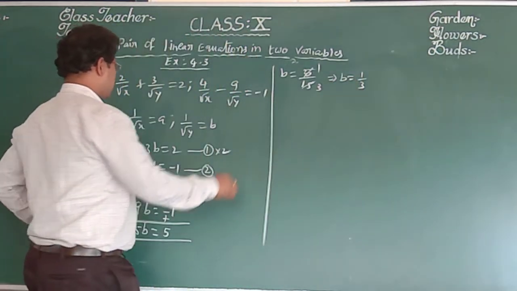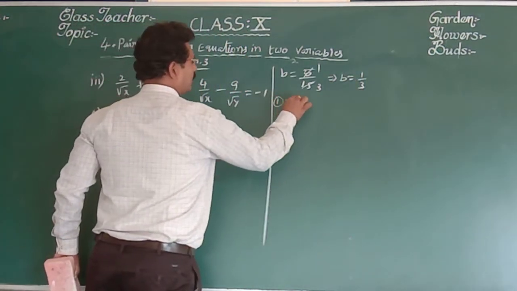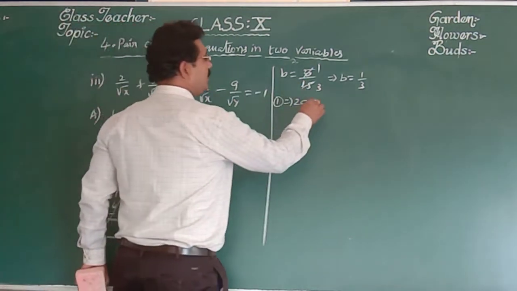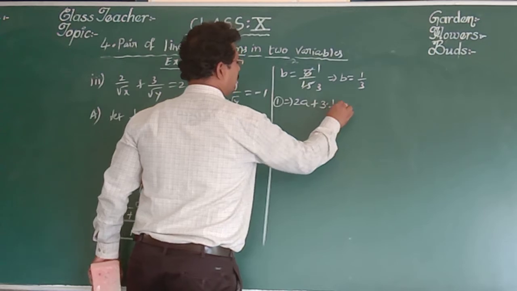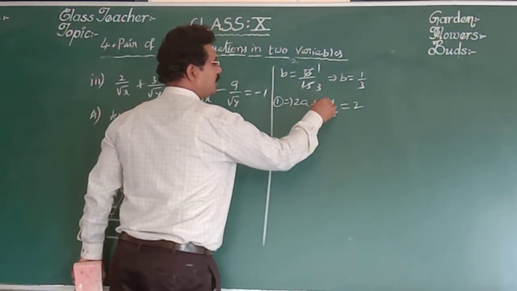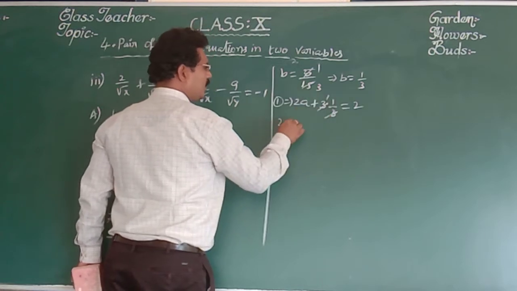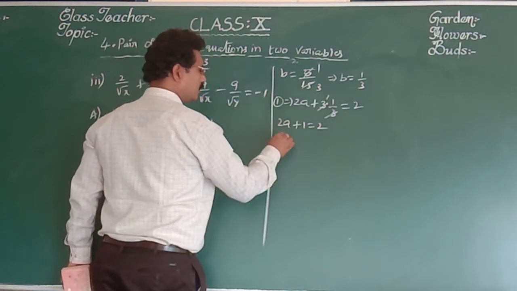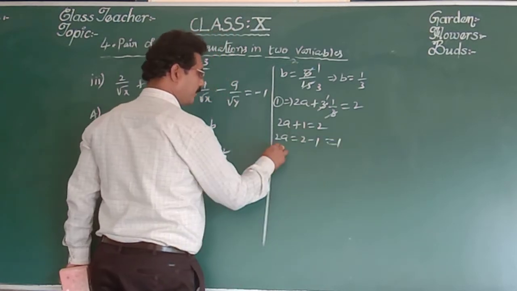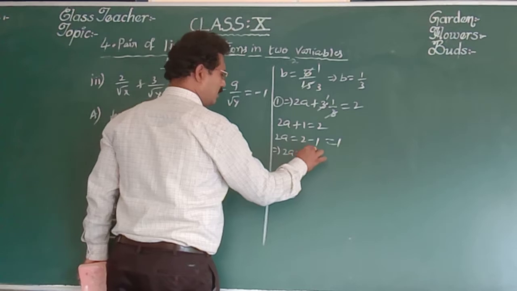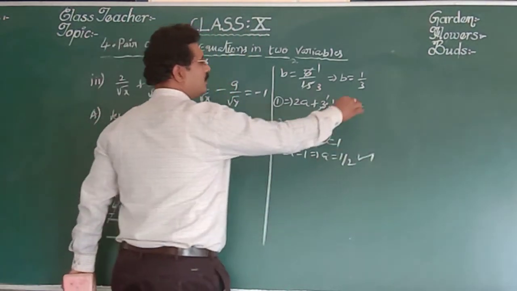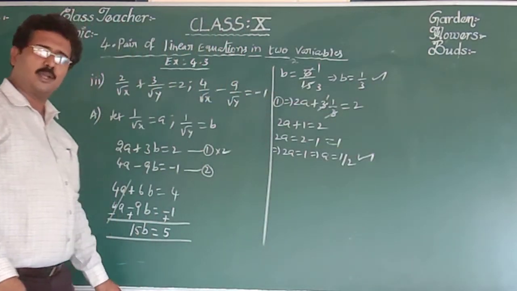Now in equation 1, 2a plus 3b. 3b means 3 into 1 by 3 is equal to 2. Of course, the 3 and 3 cancel, leaving 1. So 2a plus 1 is equal to 2. 2a is equal to 2 minus 1, which is equal to 1. That means 2a is equal to 1, a is equal to 1 by 2. So a is equal to 1 by 2 and b is equal to 1 by 3.